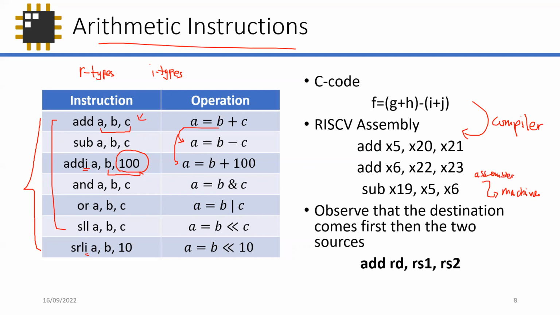Okay? I'll just mention it now, but we'll get back to it later. So say for example, I have this C code where I add G and H together, subtract it from the sum of I and J, and then store it in F.